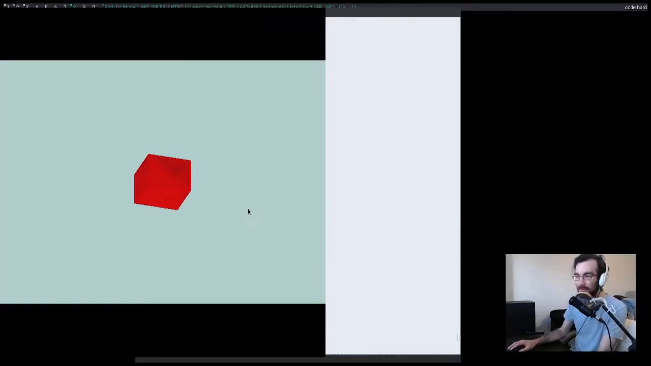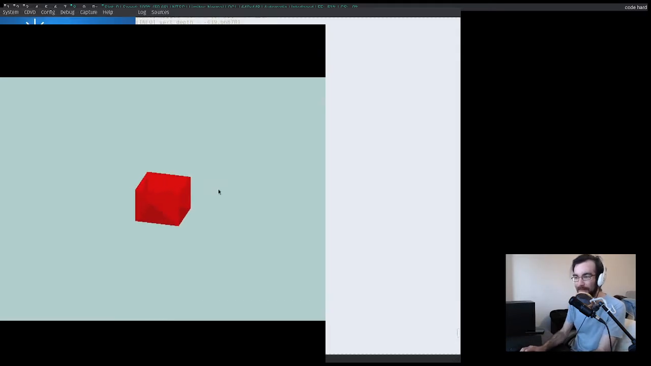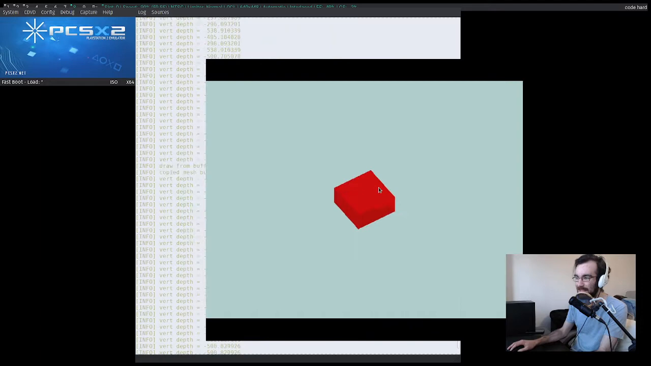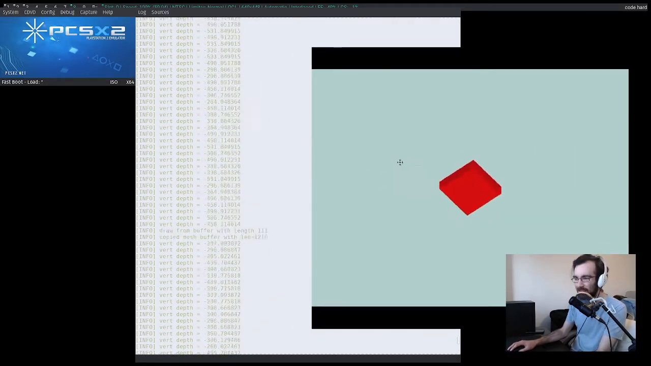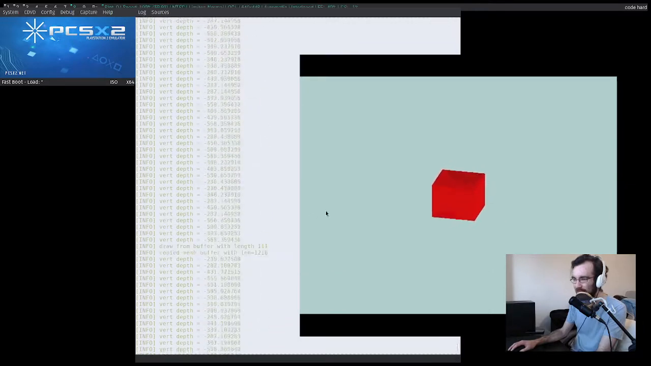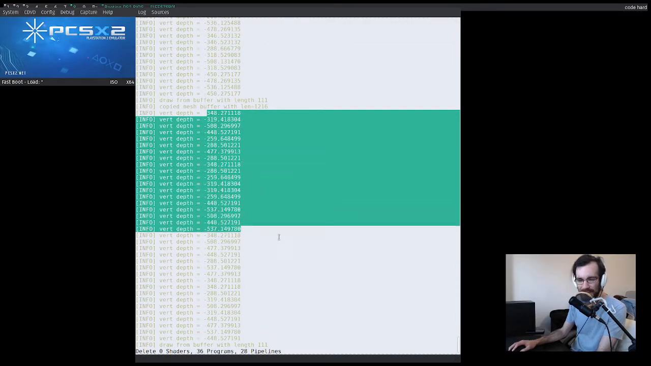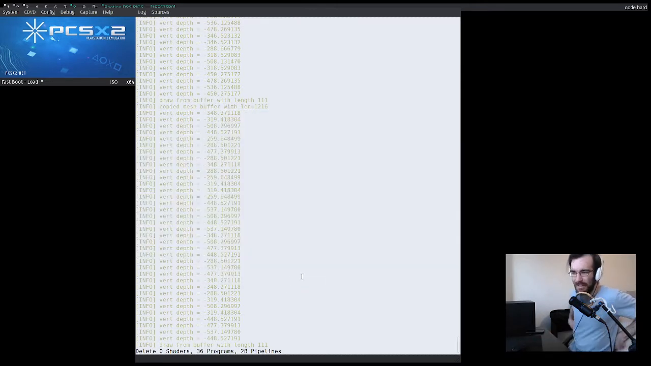So if we come in, okay, we can see something's still going very wrong here. Oh dear. Oh dear. Still, we've made progress. Okay, this is better even though something's still a bit funky. And I'm guessing we're just seeing like some of these coordinates fighting each other. So if I pause this, it looks like we have very distinct vertex depth values.